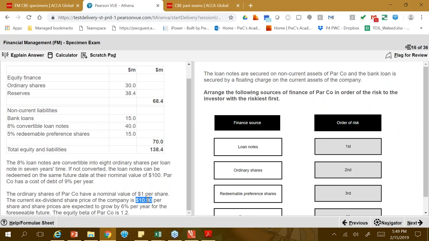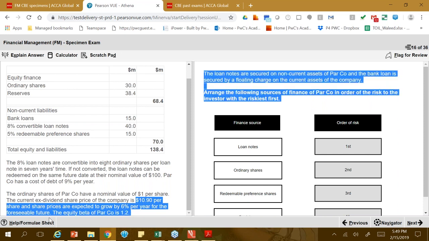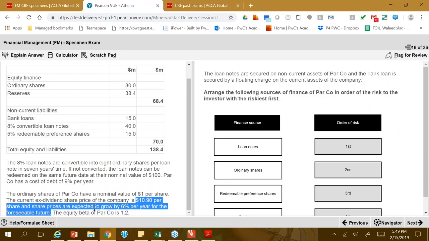And share prices are expected to grow by 6% per year for the foreseeable future. Well, okay, so why is the examining team giving me this information about the share price being $10.90 and growing by 6% per year for the foreseeable future? Because they want me to think about the future share price. Remember, on the convertibles, we have to think about the conversion value. And the conversion value is the number of shares someone will get multiplied by the future share price.